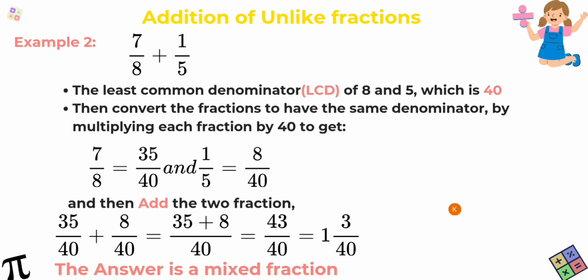And then the two fractions, we add them together. We have 35 over 40 plus 8 over 40. So we add the numerators and take the common denominator. We have 43 over 40, which gives us 1 whole number 3 over 40, and it is a mixed fraction.